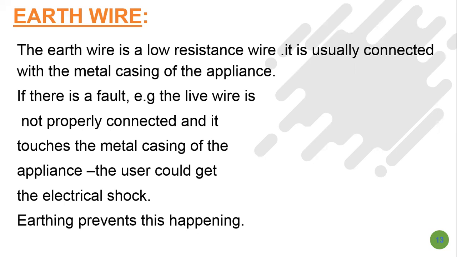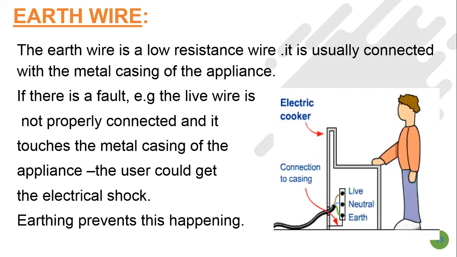The large current that flows from the live wire through the metal casing to the earth wire blows the fuse and cuts off the supply to the appliance. So by this method we can protect ourselves. This is an electric cooker. Three wires are connected over here: live, neutral, and earth. So earth wire protects us from current.